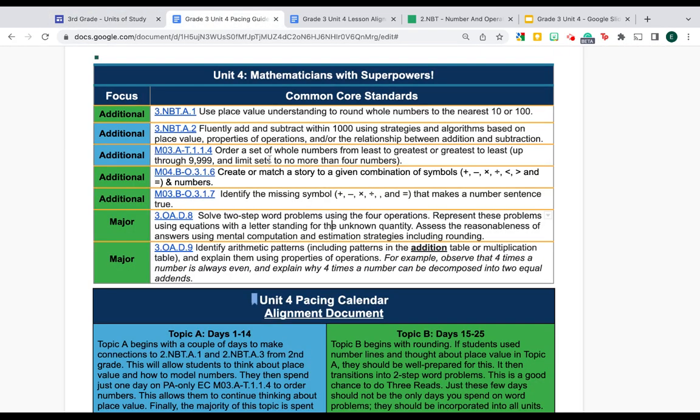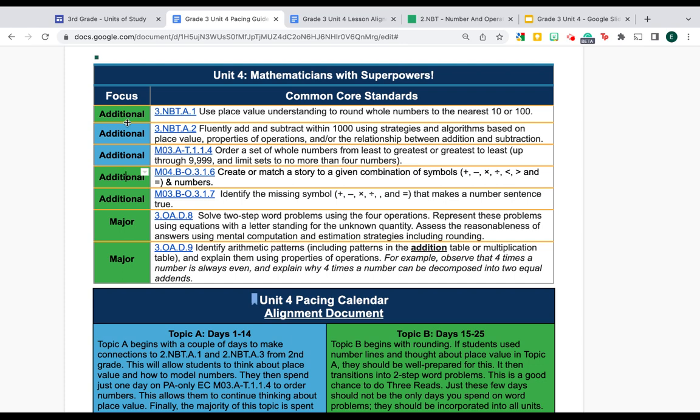If we take a look at the standards for Unit 4, you'll notice right away that most of them are actually additional standards. That means this content is not the most important content that you'll be teaching in third grade this year. That's part of why we pushed it toward later in the year. It's also why we are maybe not spending quite as much time on it. But we are spending a fair amount of time on it.